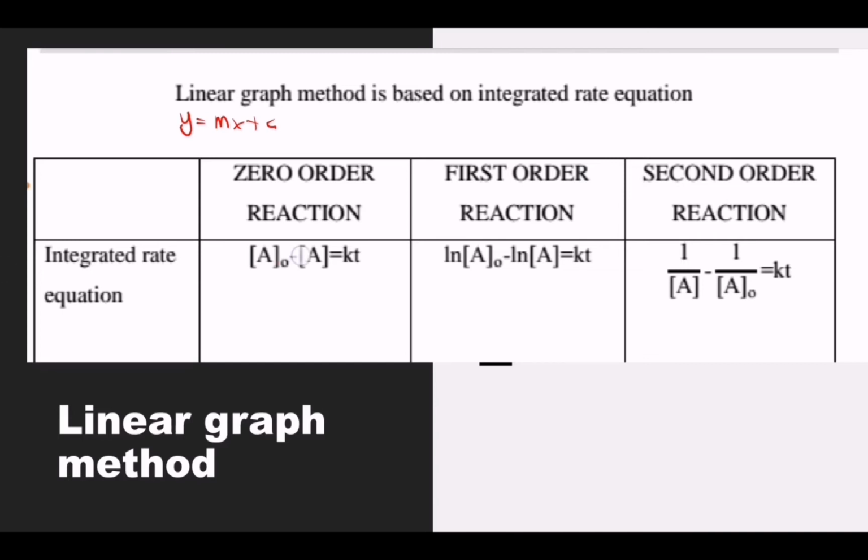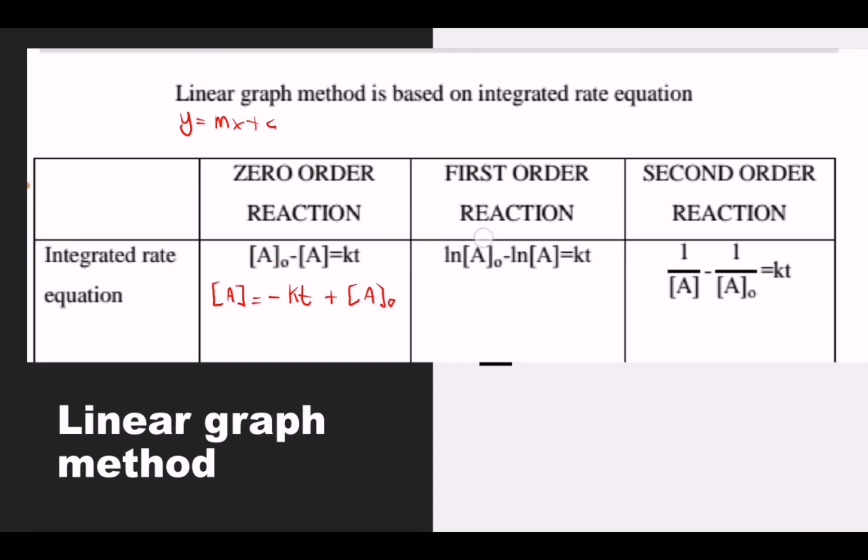So kat sini kita akan susun semula. A kita pindah ke sana untuk jadikan positif. K kita akan jadikan ke sebelah sini lah. Dan dia akan jadi negatif. So A equals to negative KT plus A0.